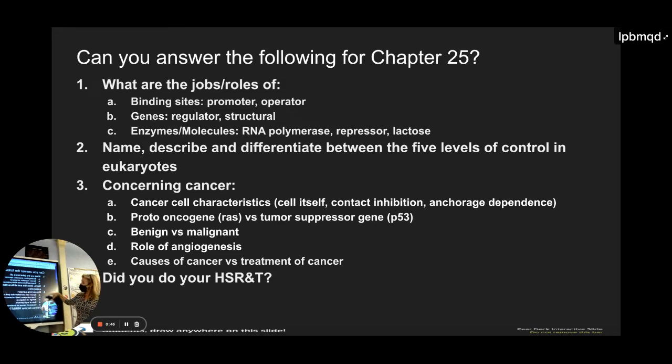And then number three is all things cancer and the characteristics of cancer cells, the 2 key genes, the difference between benign and malignant, what is angiogenesis, the causes of cancer and the treatment of cancer. And then, have you done your highly suggested reading and thinking? Okay, so that you know where you are on that.